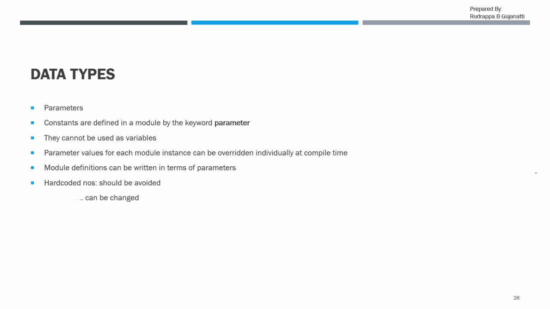Now, parameters can be changed at what all instances? We can change the parameters at module instance, or we have another keyword which specifies the defparam statement. So at module instantiation, we can change the parameter value, or at defparam. Using this one, I can change the parameter value.